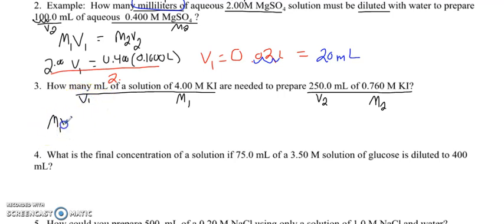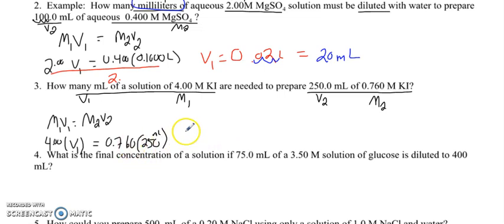So if we start with M1 V1 equals M2 V2, let's plug in what we know. So we know that we have a 4.00 molar times V1 is equal to a 0.760 molar times 250 milliliters. You really could plug in 250. I'll show you. It'll work since I'm asked for milliliters out. But just keep in mind, you're doing that with milliliters, not with liters.